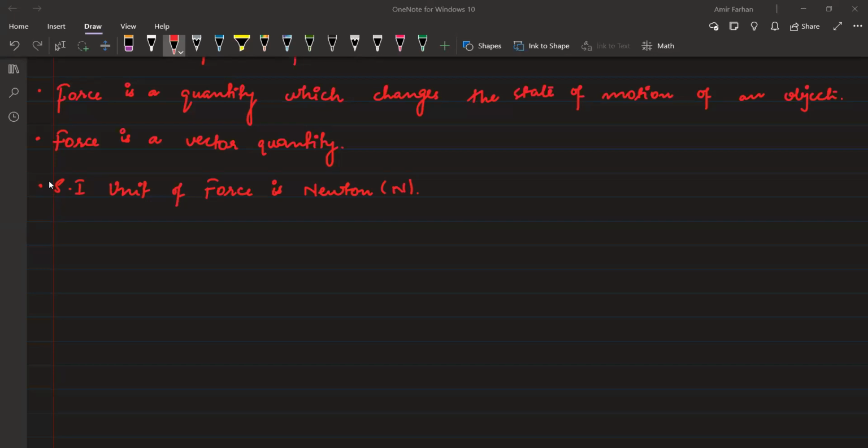So if you talk about acceleration, force produces acceleration when applied. Clear? Okay, Ayaan? Yeah. Sure. That's great. So this is how the force works.